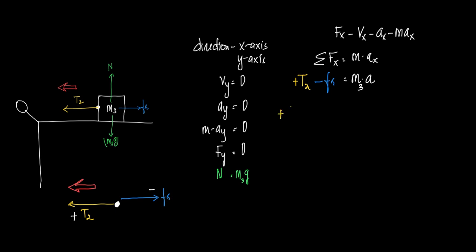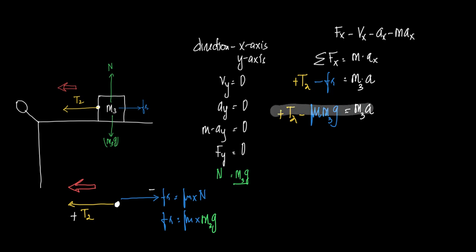Now, what is Fr? We know that Fr is actually equal to mu into n, right? What is n? N is m3 into g. So we have m3 into g here. So this becomes: T2 minus mu into m3 into g is equal to m3a, right? So let me highlight this equation as well.